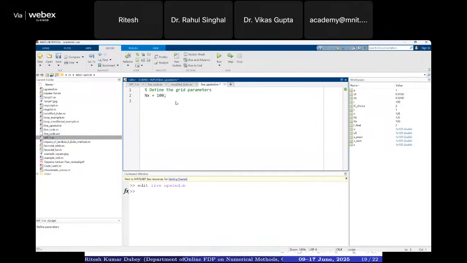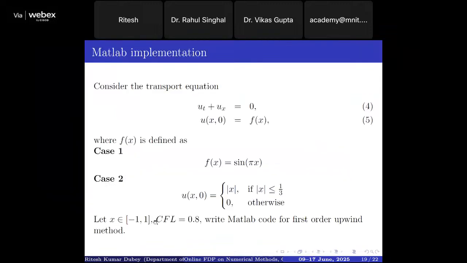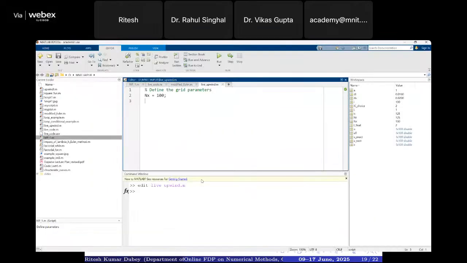Then I can define my length. The domain is from -1 to 1, so my length is 2. I'm defining L equal to 1 because the domain length is 2, and I will define my dx. dx is nothing but the delta x.